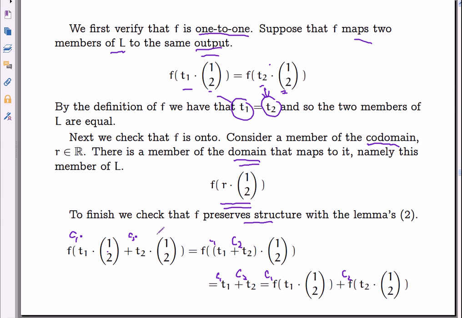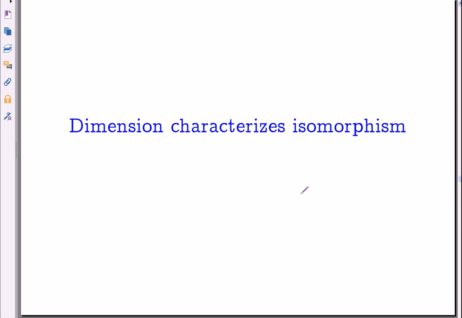In order to show that f preserves structure, you need to show a linear combination. So there should be a c1 here and a c2 here. And that will establish the isomorphism in one fell swoop instead of having to check addition and scalar multiplication independently. You can check a linear combination. Okay, I'm going to pause here and we'll continue.